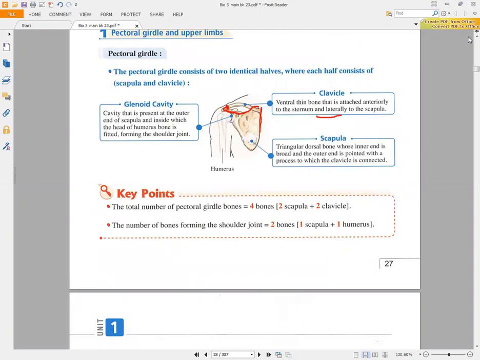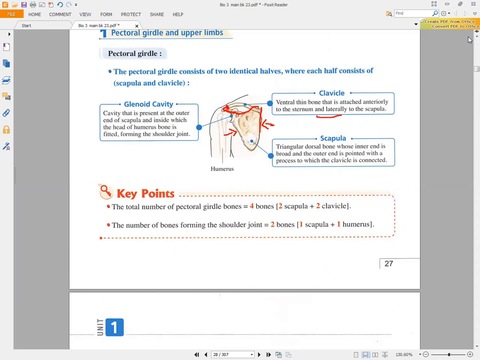After that, the second bone is the scapula. It's a dorsal bone, and it's triangular in shape, okay? This part is the inner part, and this part is the outer part. The inner part is toward what? The vertebral column. The outer part is toward what?